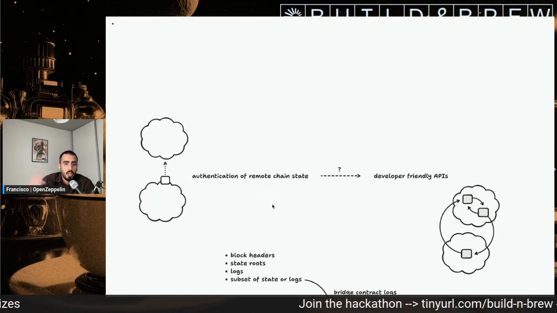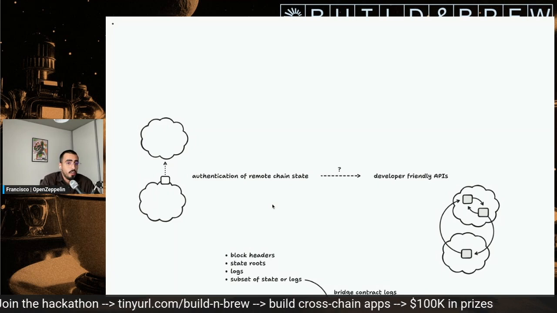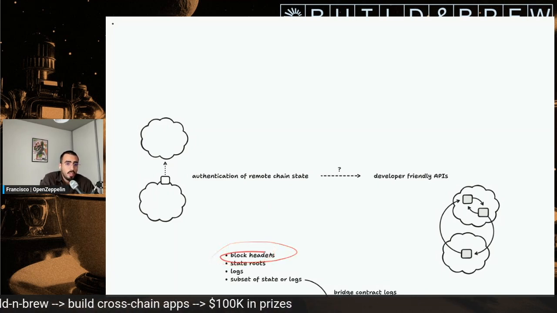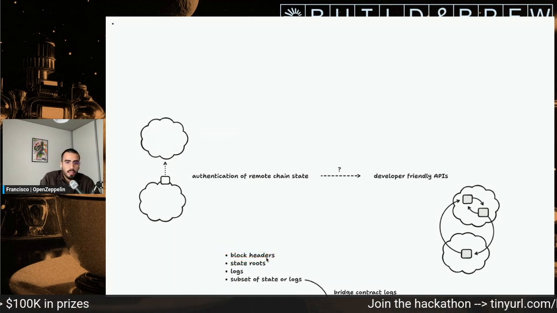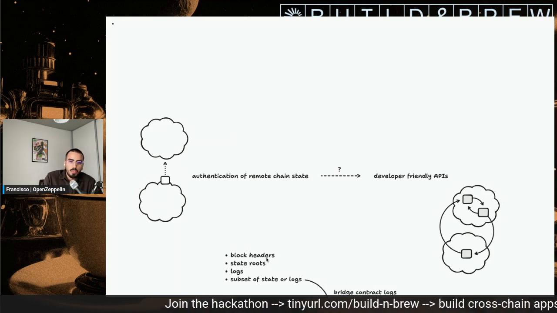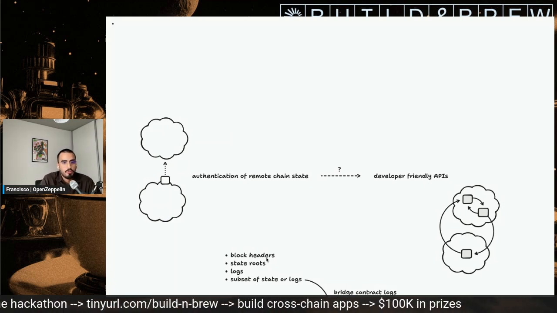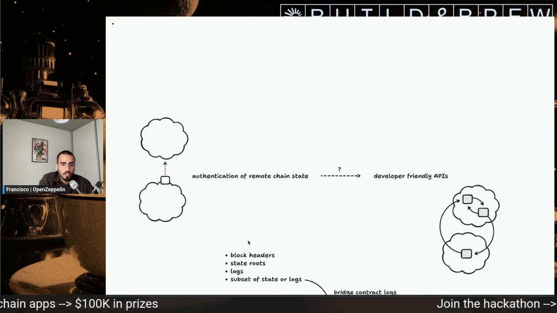It can be a number of things. The rawest thing that it might give you is the block headers of the remote chain. And this does contain all of the information that you want. Using this, you can prove that anything happened on the other chain, or that the state is in a certain way. But it's going to be really cumbersome to use, because you're going to have to provide some sort of Merkle proof, and it's going to be a complex process. So it's not the developer-friendly thing that we're looking for.